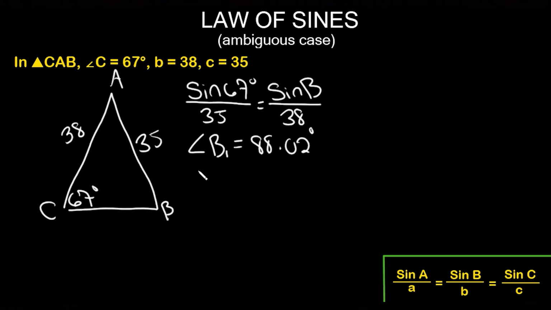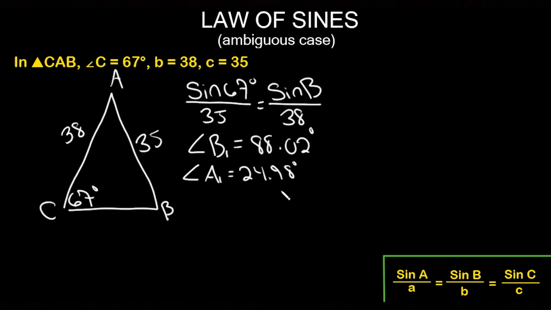Now to get angle A, that's very easy. We just start at 180 and we subtract our known angles. We have 67 degrees and this angle that I just found here. So I can say angle A1 is equal to 180 minus 67 minus the angle that we just got. And I get 24.98. So I'm going to put here 24.98, and that is going to be degrees.